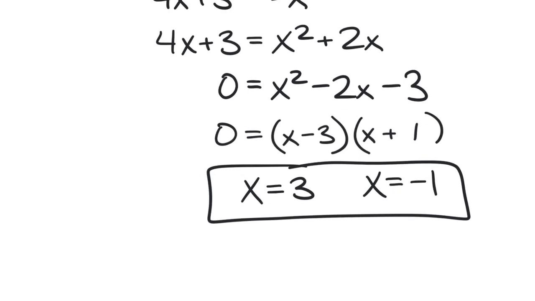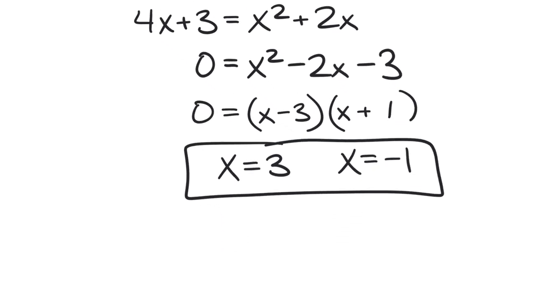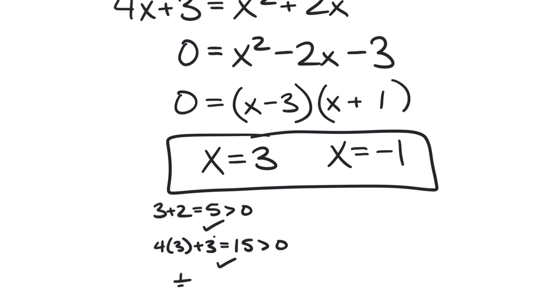Now, the easy part here is that we're not checking our work with the complicated work that we did. We are checking these numbers in the original 3 arguments. Let's check the number 3 first. Is 3 plus 2 bigger than 0? Yeah. For the next one, it's 4 times 3 plus 3. That's 12 plus 3, which is 15. Is that bigger than 0? Yeah. And if I do 1 over 3, is that bigger than 0? 3 check marks. We're good. We checked all 3 arguments.